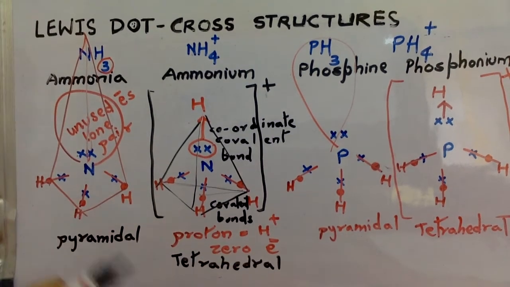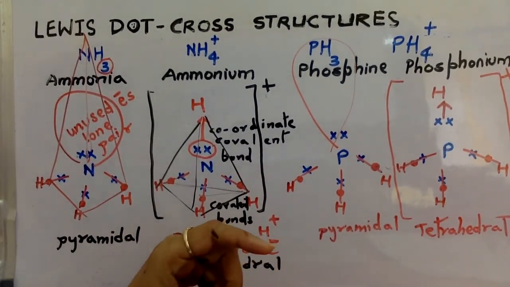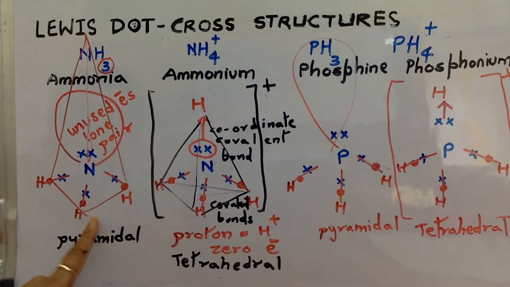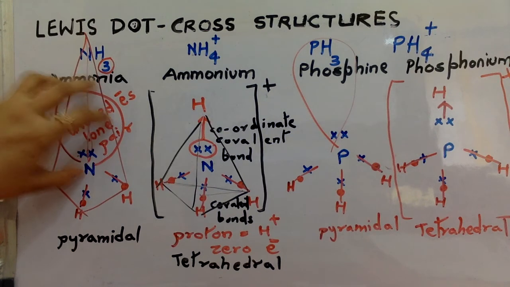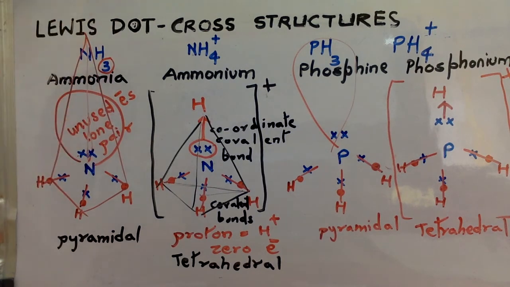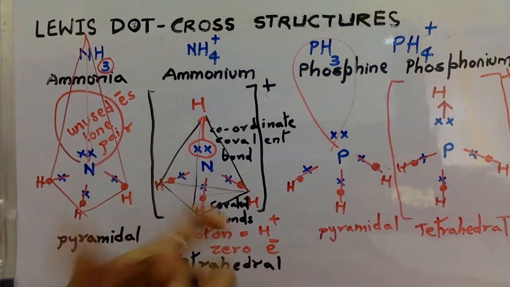So we have seen how ammonia and phosphine are pyramidal because they have an unused electron pair, that is the lone pair, which repels and makes the structure distorted tetrahedral.